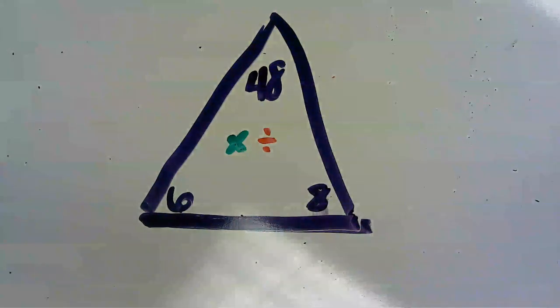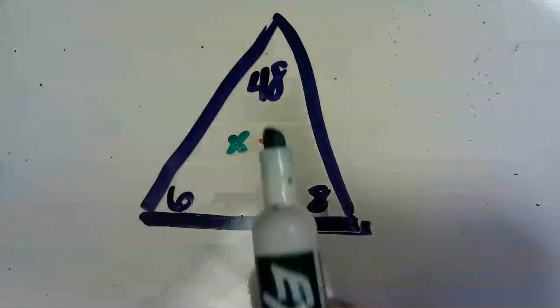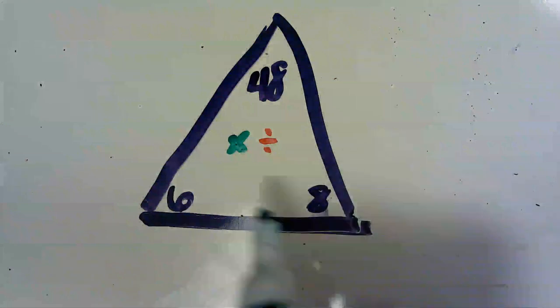All right, I'm going to start with my multiplication facts that I can create from this. So in my multiplication, I don't want to start with the largest number. I want to choose one of the other smaller numbers. I'm going to start with 8 this time.